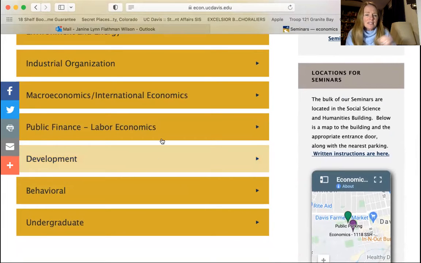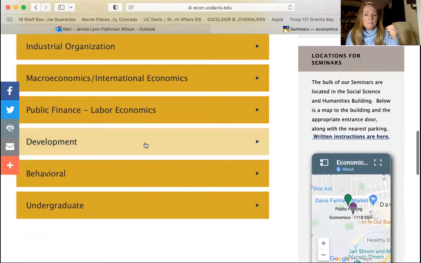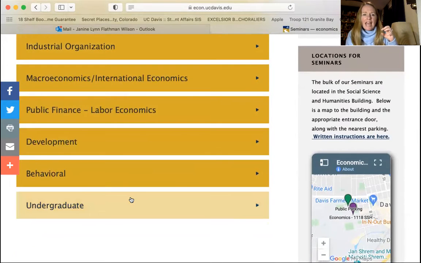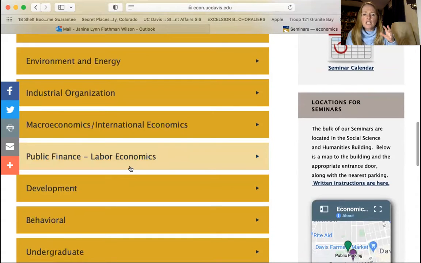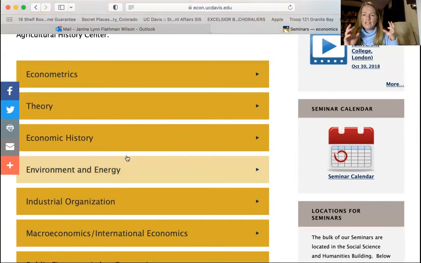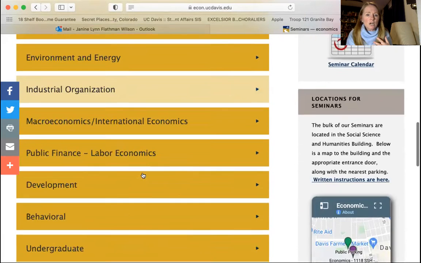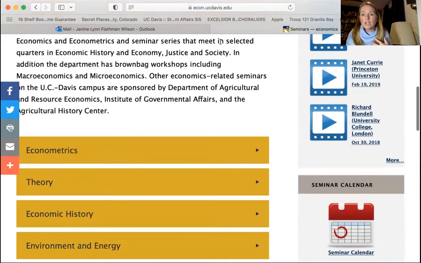I personally recommend economic history seminars, also economic development, and the undergraduate seminar to start. You could do some in potentially public finance, labor economics. Some of these, you have to have a higher level of understanding. So you might want to just sit back and see how you feel, see if this is something that you're comfortable with and that you're interested in. But definitely economic history is a good place to start. Public finance, labor economics, and undergraduate and economic development are some good seminars to start with.